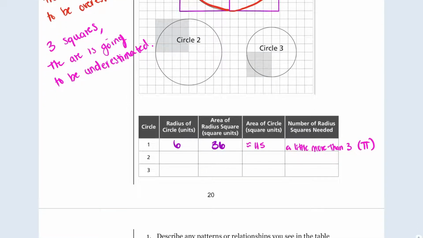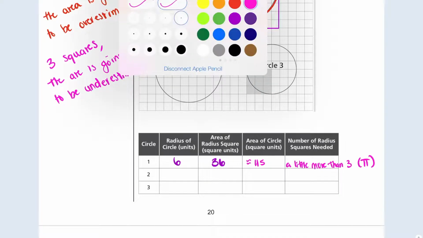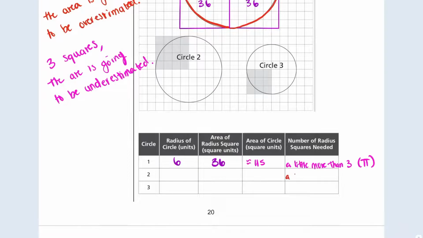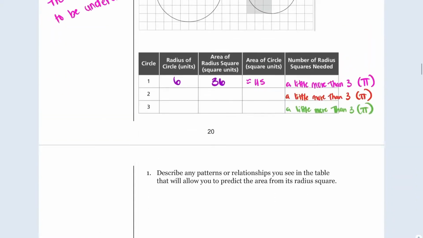Okay. Let's go ahead and do the same thing for circle 2 and circle 3. You guys will notice, before I let you go, that you'll need a little more than 3 squares for each of these to cover them up, or to find the surface area, okay? So I'm going to go ahead and write that in for you guys, a little more than 3, or pi squares. Okay, so go ahead, pause the video, work on circle 2, work on circle 3, approximate the area, okay, and then we'll go ahead and move on to our next page.